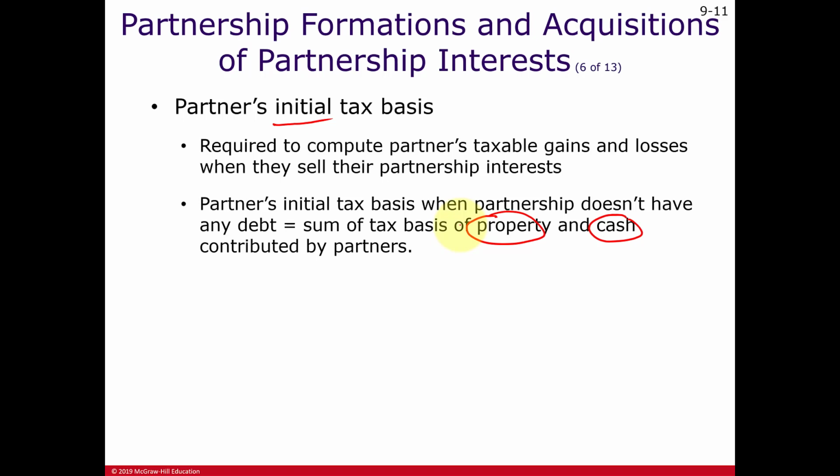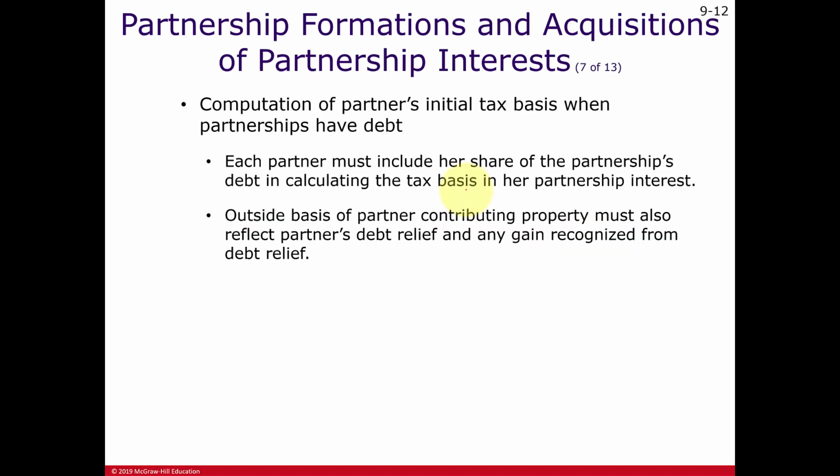Okay, so that's going to be the sum here, equal to, I guess we call it substitute basis of the partner's interest in their partnership investment. And the cost basis of any asset now contributed to the partnership will have a carryover basis of the old adjusted cost basis of the partner. And as I mentioned in the opening slide, we have to include in each partner's interest their share of the partnership debt.